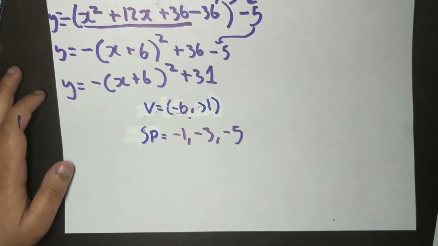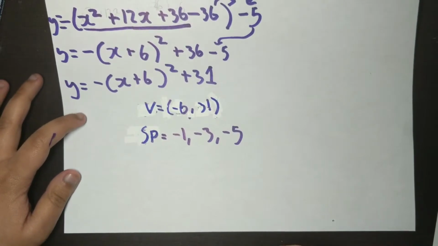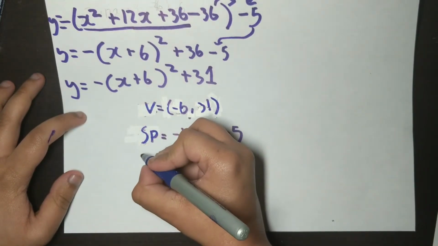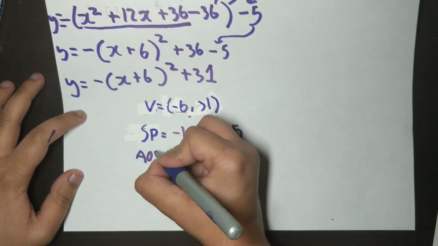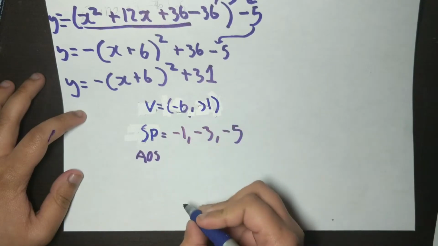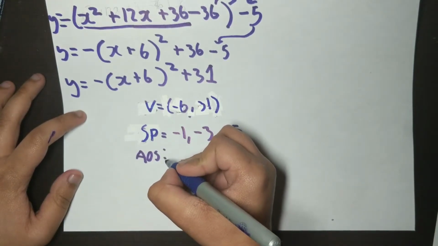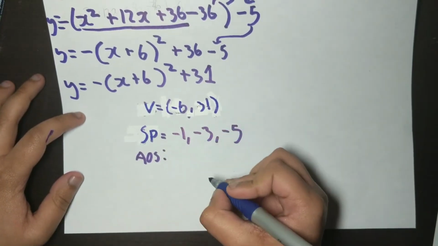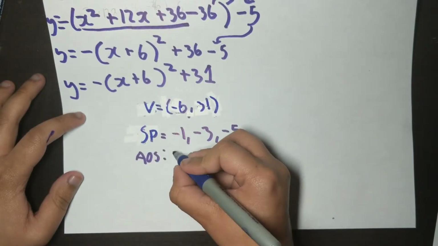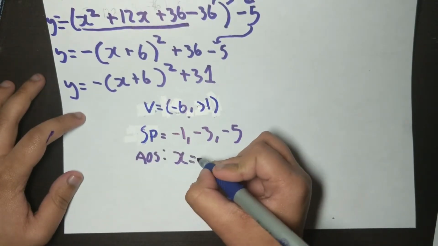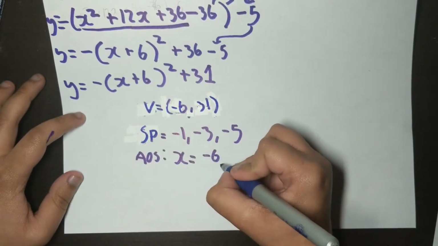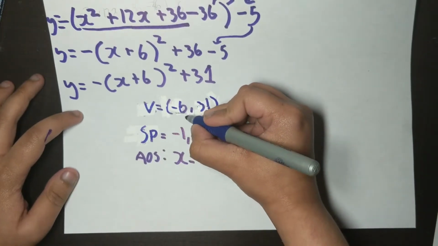So the equation of the axis of symmetry is just an equation consisting of the x term of your vertex. So axis of symmetry. In our case, the equation of the axis of symmetry is x equals -6, as -6 is the x term of our vertex.